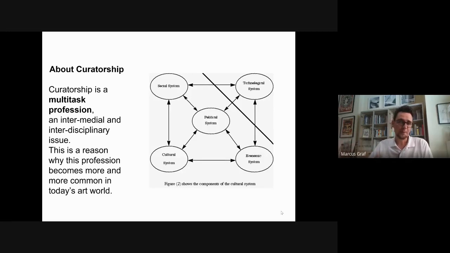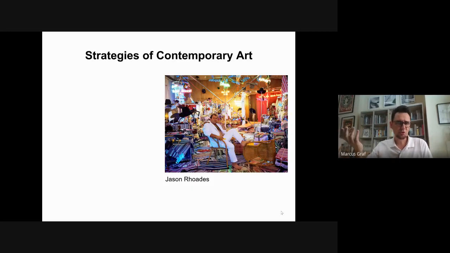So therefore, especially after the 1980s, you can see a much higher and larger number of curators in the art world. In Turkey, by the way, the term curator starts becoming more common from the mid 1990s. So there, due to the work of the Istanbul Biennial, the curatorial practice became more and more common and known.